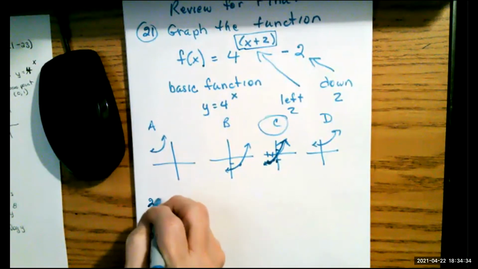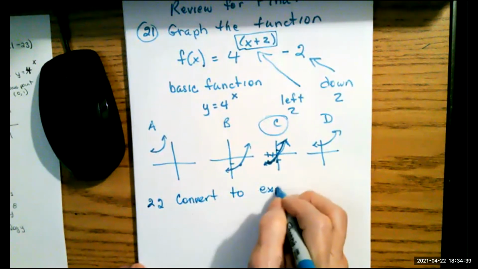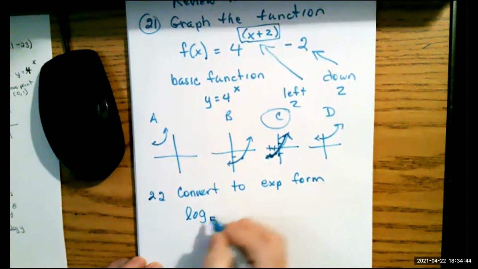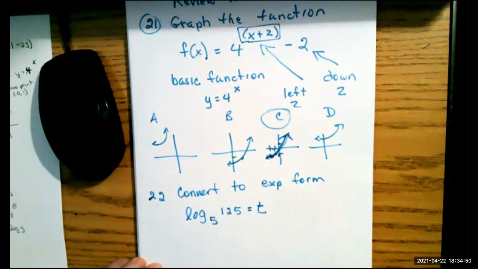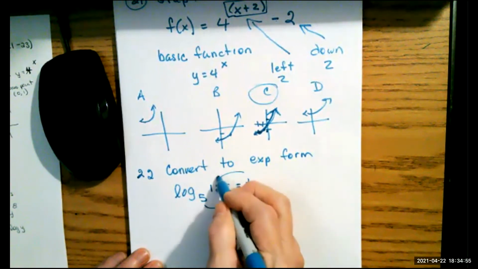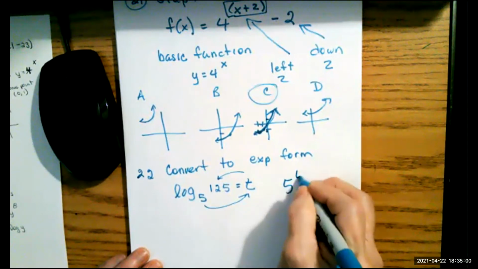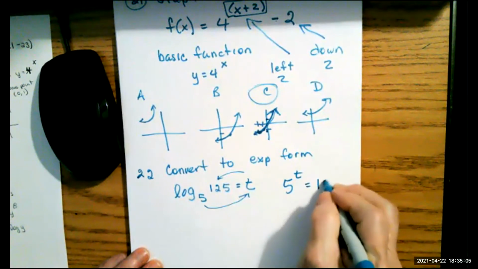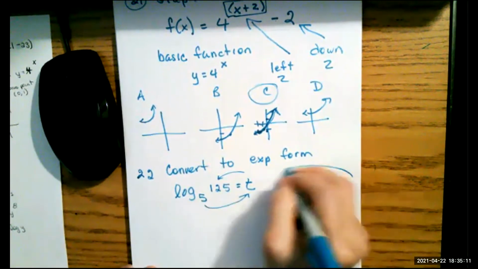Okay, let's do 22. It's a conversion. Convert to exponential form. And they give you log base 5, 125 equals t. And they want you to write it in exponential. And I've been doing this. I don't know if it helps or not, but it's the little base number. And remember, the answer to a log is an exponent equals the big log number. Little bitty number to the answer is the big log number. So this would be my answer.